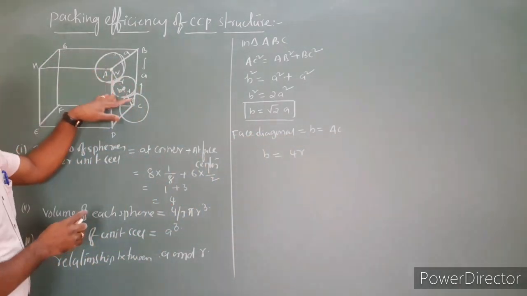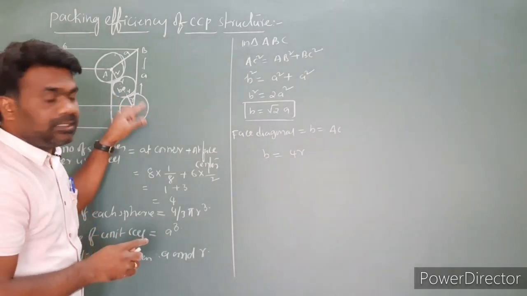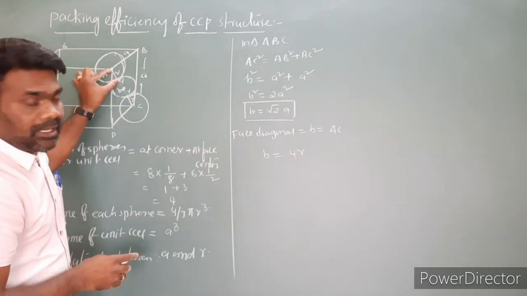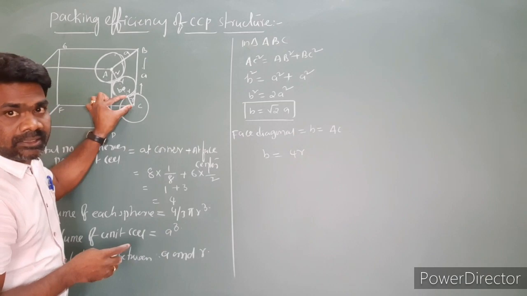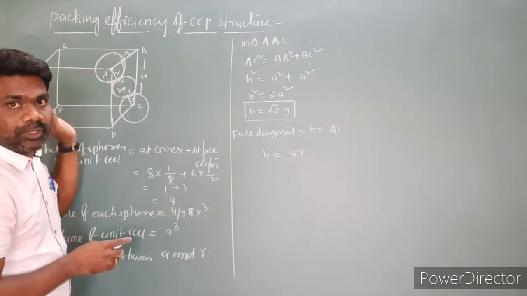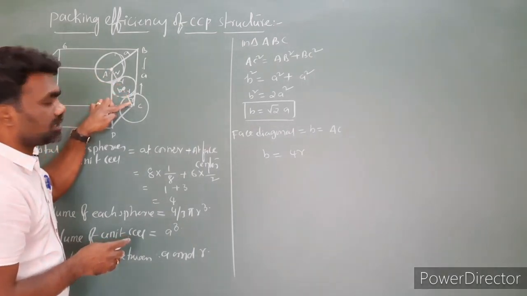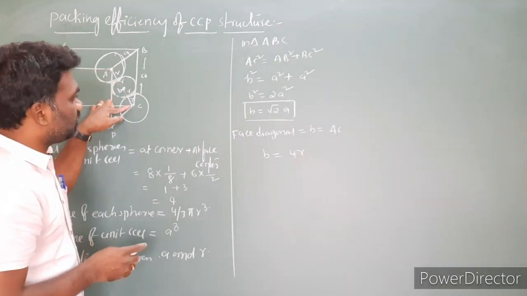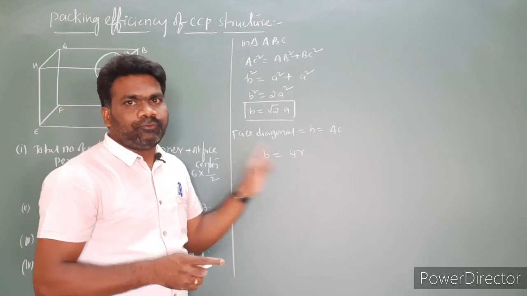Along the face diagonal, the three spheres are in contact with each other. The radius of this sphere is R, the radius of this sphere is R, and the radius of this sphere is R plus R. Total we have 4R. That means face diagonal value B is equal to 4R.